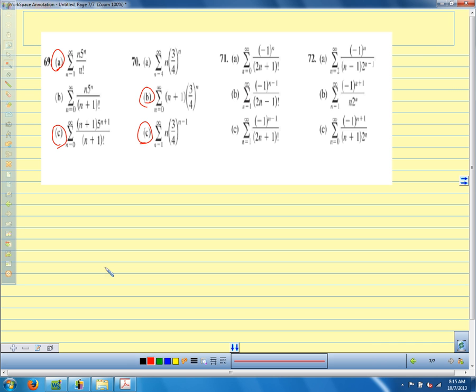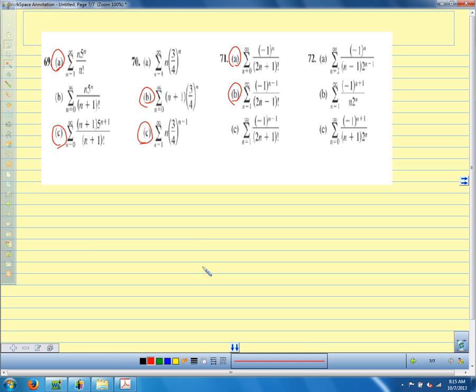What's that? A and C? So look at the signs of the first terms. If we look at A and C, the signs of the first terms are going to be different. So what does that leave? A and B. This one has to be A and B. All right, how about 72, the last one?